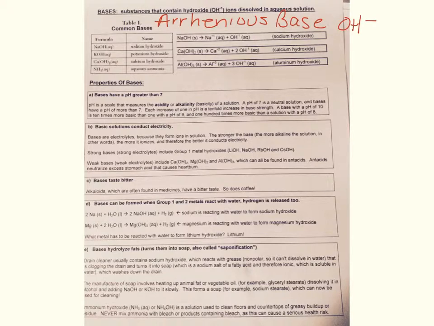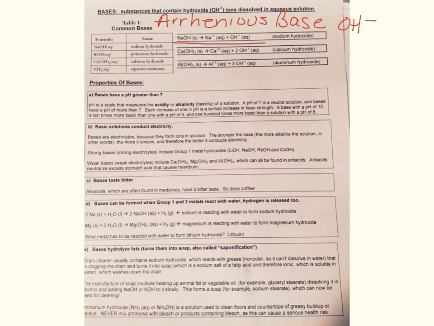So when we look at Table L, we see that the first three bases are hydroxides: sodium, potassium, and calcium hydroxide. These would all be considered Arrhenius bases because they all contain the hydroxide OH negative ion. Ammonia, on the other hand, NH3, could not be considered an Arrhenius base according to this definition. Arrhenius bases also conduct electricity. Why? Because when they dissociate in water, they form Na plus and OH minus.